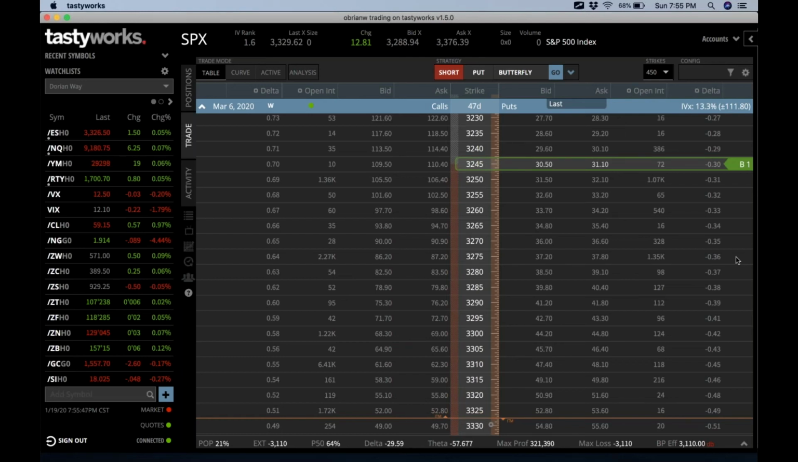Because if you sell a put, you are bullish. If you buy a put, you are bearish. So if the SPX goes up and you bought a put, when you're bearish, then you would lose 30 cents if it went up $1.